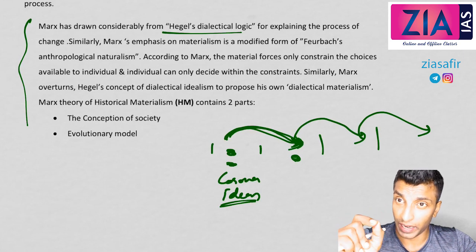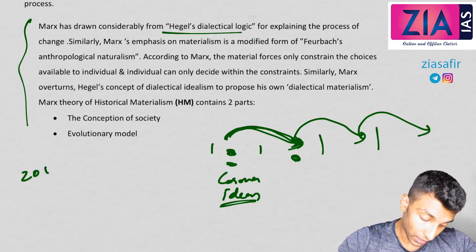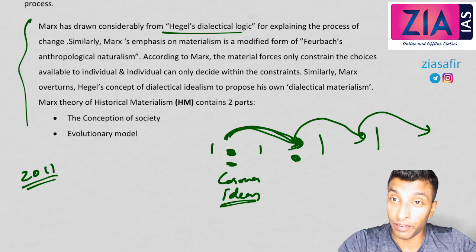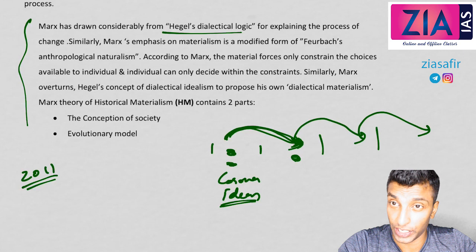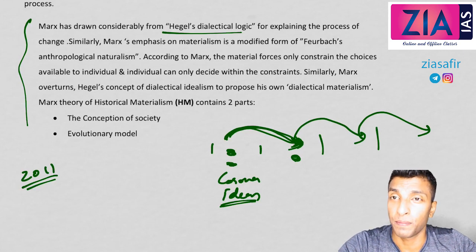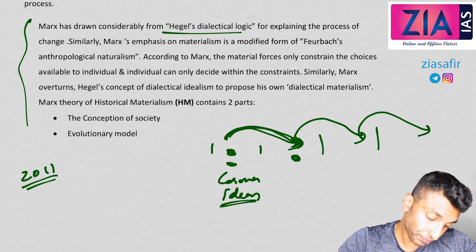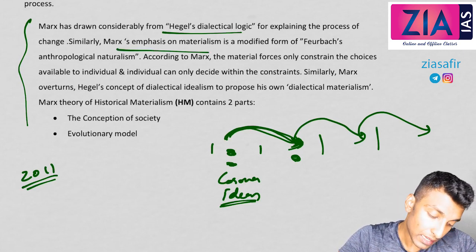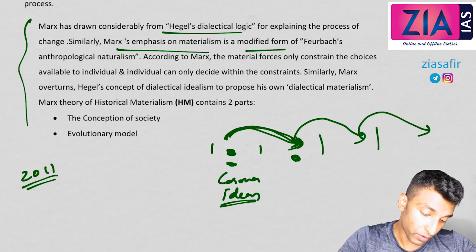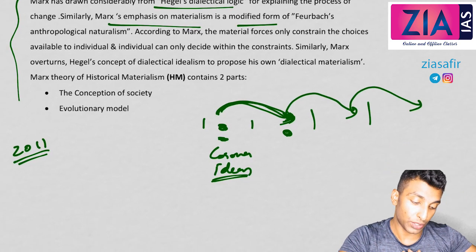You may not believe that this question was asked in the 2011 GS prelims. You can go back and see, in 2011 GS prelims this question was asked: Marx's theory is based on which concept? Dialectical idealism. Only a sociologist can do this. Similarly, Marx's emphasis on materialism is a modified version of Feuerbach's anthropological naturalism.